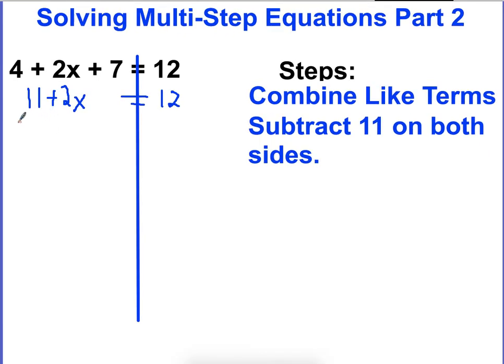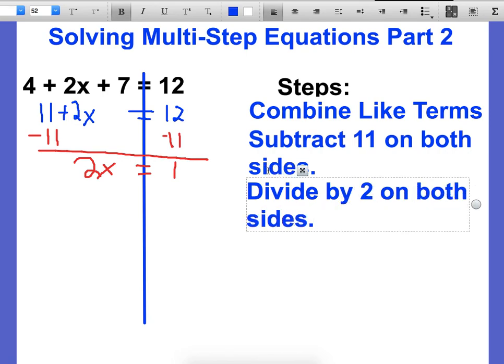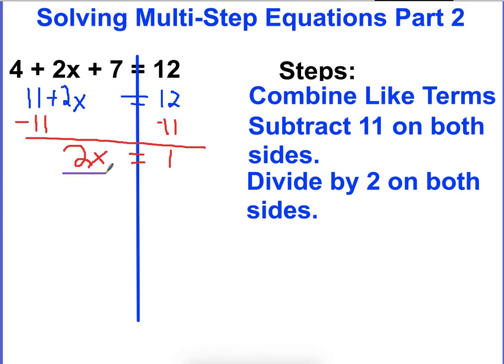So remember to show our work for that, we're going to write minus 11 and minus 11. So that's 0, so we just have 2x equals 1. And then you probably guessed our next step then, we need to divide by 2 on both sides. So remember to show that, we're going to make a fraction for that. So dividing by 2 would be over 2 on both sides.